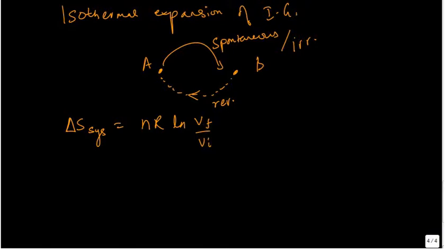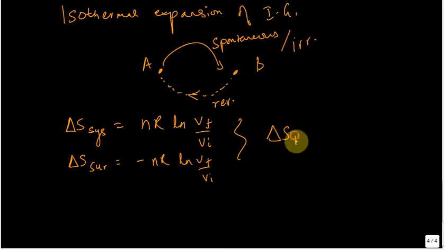What would be that for the surroundings? Exactly negative of this. It is an isothermal reversible process, which gives you that the total change in the entropy is 0. Do you expect that? It is a reversible process, and for a reversible process the change in entropy is 0. It satisfies the Clausius inequality, which says dS greater than or equal to 0. This is a case where your total delta S is equal to 0.